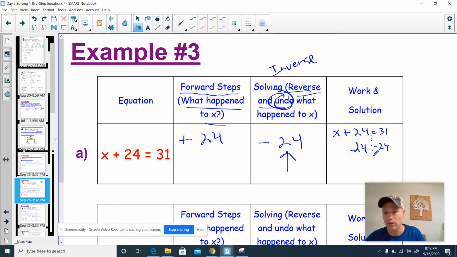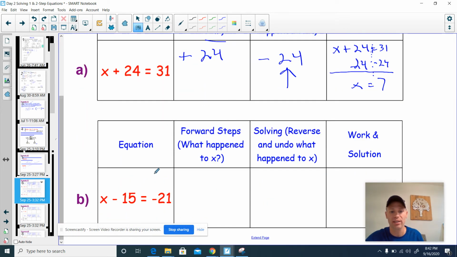I'm going to draw a little dotted line so I can see each side. I'm going to draw a line to show that I'm done with that step, and I'm going to have x is equal to 7. Okay. Next example, same exact process.